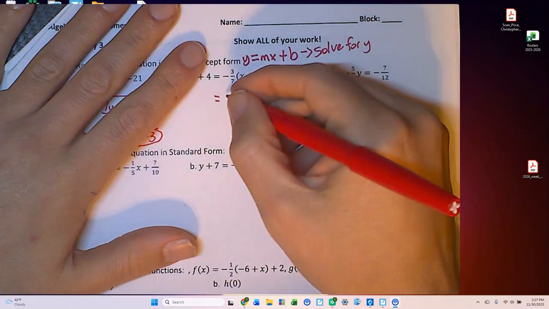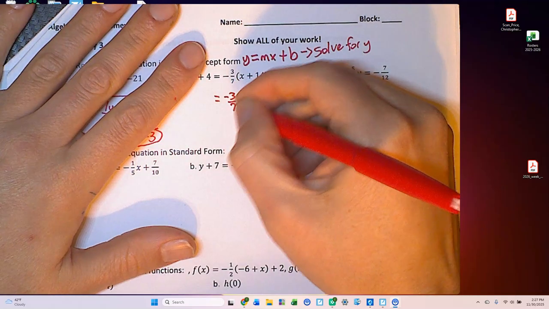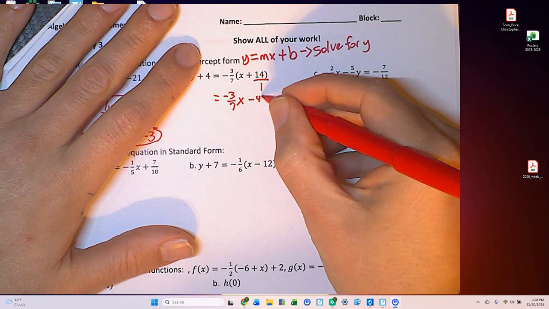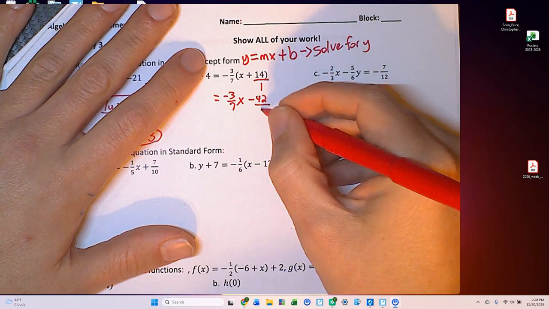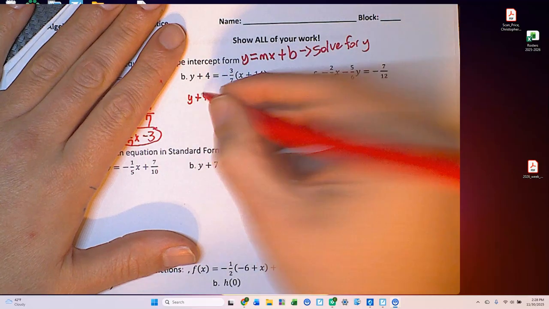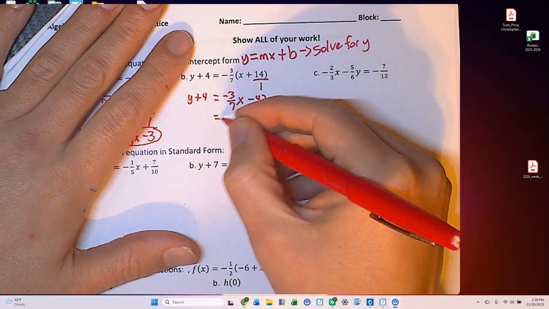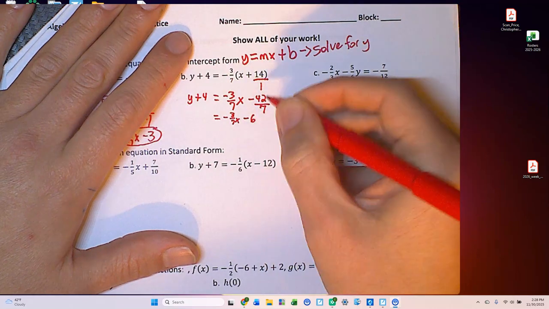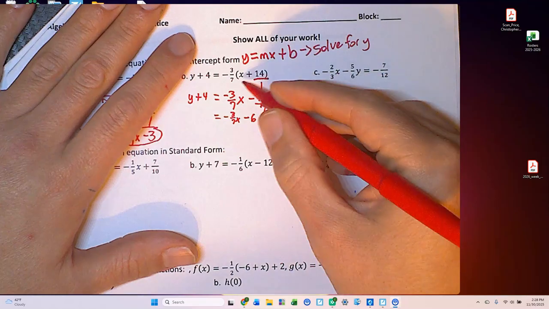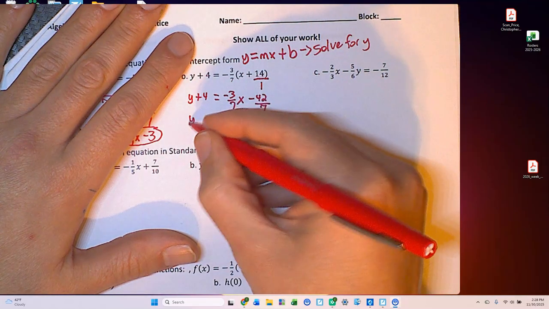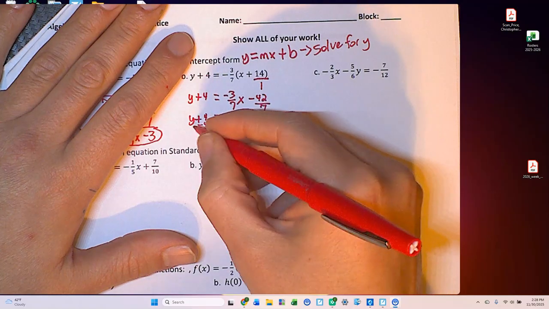Okay, I got negative 3/7 x. I know it's negative 42 over 7. Another way you could have done it is 14 divided by 7 is 2 times negative 3 gave me that negative 6. We got one last step.